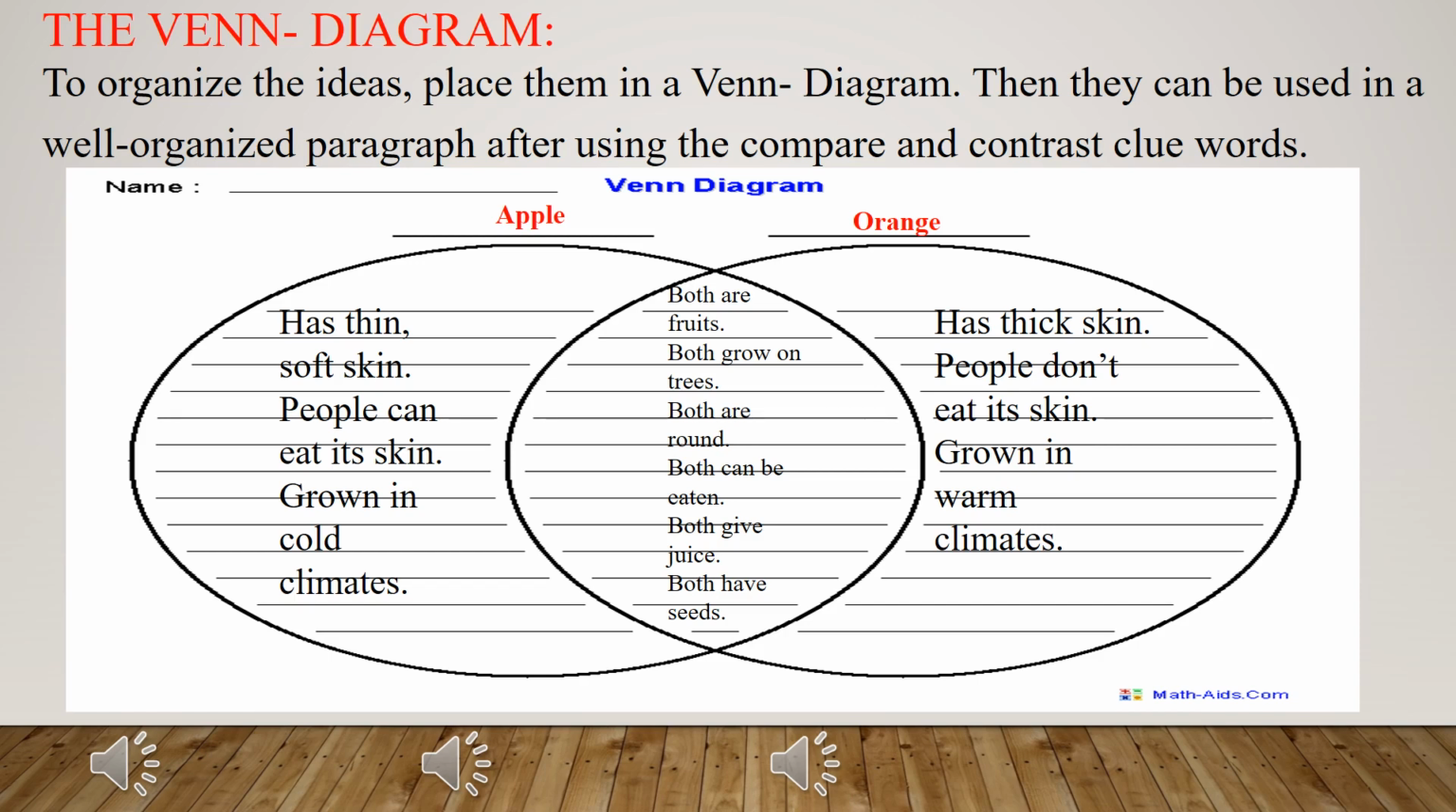The other two parts of the Venn diagram are to contrast, or to write the differences between the two things you're contrasting. Apple has thin, soft skin. People can eat its skin, and it's grown in cold climates. Orange has thick skin. People don't eat its skin, and it's grown in warm climates.